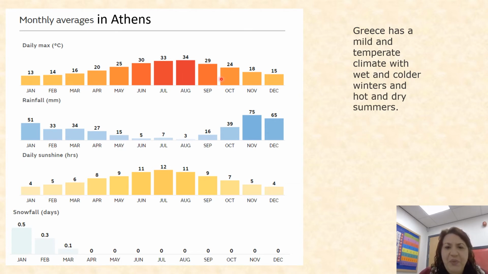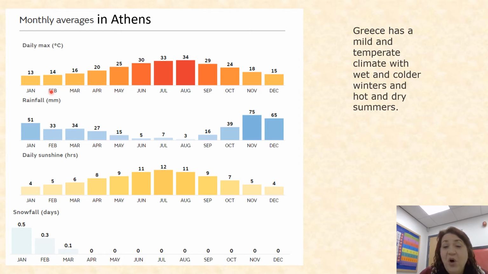So if we look at this bar graph here, these are the averages. These have been taken over a series of years, and this is the average temperature that you would expect in each month in Athens. So this is the maximum temperature, the highest it could get. So January, the average is 13. And if you look, that's the coldest, isn't it? Which is to be expected.